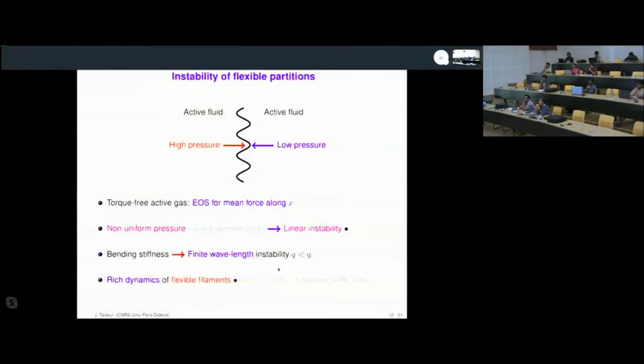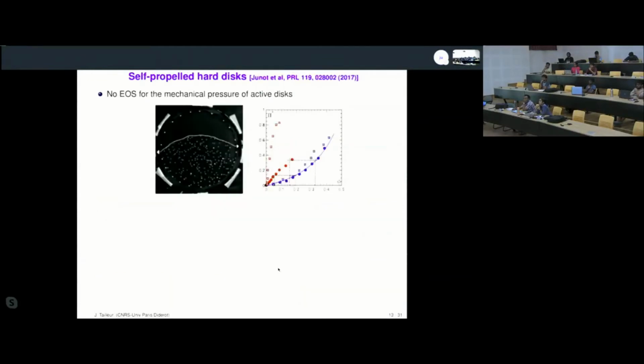So finally, before I make a short break concluding this first part, I want to speak about some experiments which have been done in the group of Olivier Dauchot.